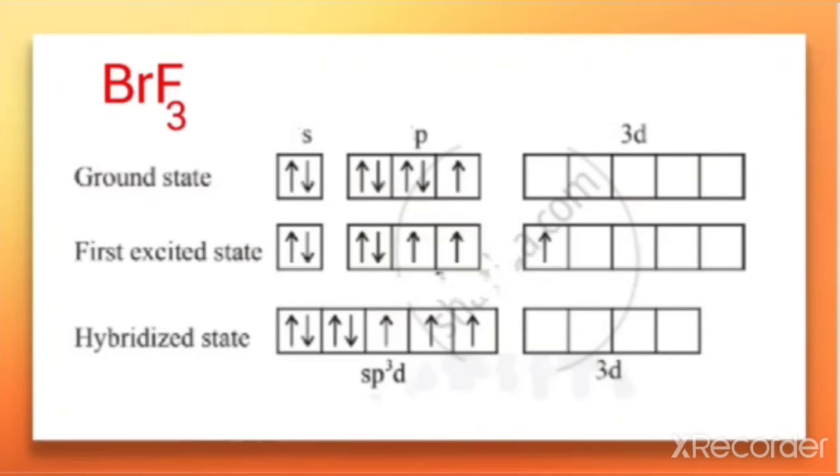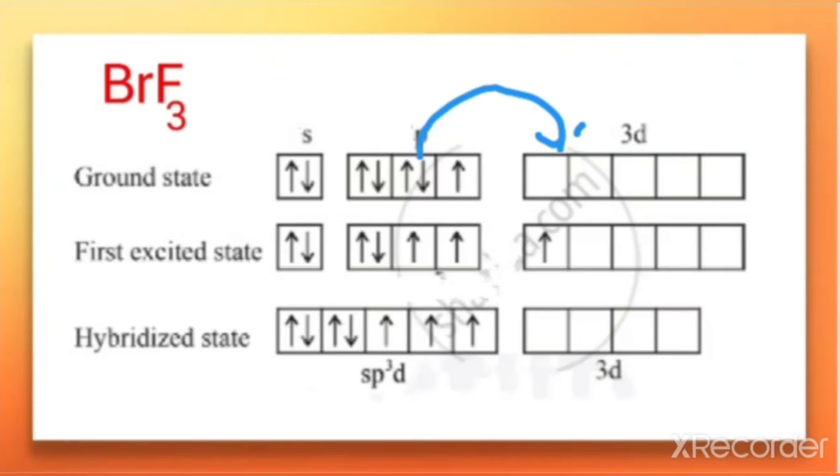First, the type XX'3. Let us take one example, BrF3. The central atom is Br here. So the valence shell electrons, that is 7 electrons: 2 electrons in the s and 5 electrons in the p, that is ns2 np5. The general electronic configuration is ns2 np5. So in the ground state, 2 electrons are in the s and 5 electrons in the p. In the first excited state, one of the electrons from p gets excited to the vacant d orbital.